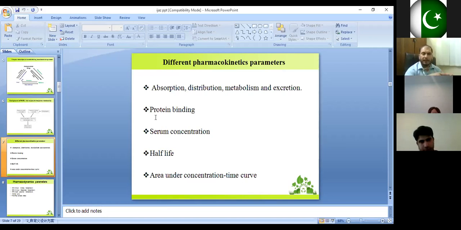Another pharmacokinetic parameter is protein binding. When we administer the drug and the drug reaches the systemic circulation, the blood, it will bind with protein, mostly the albumin present in the blood.